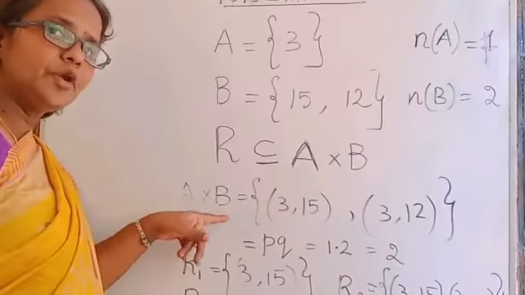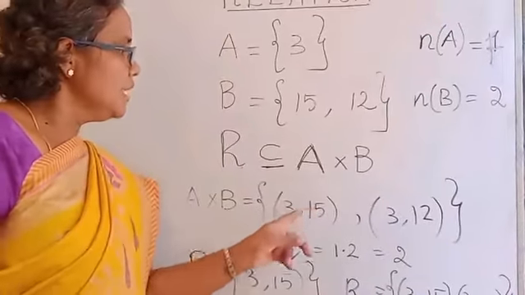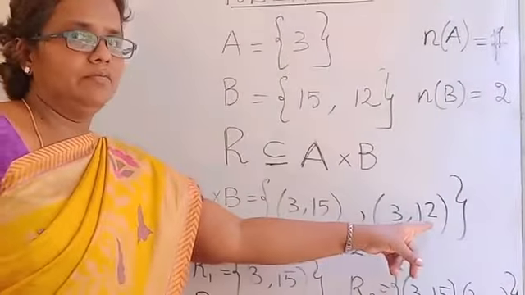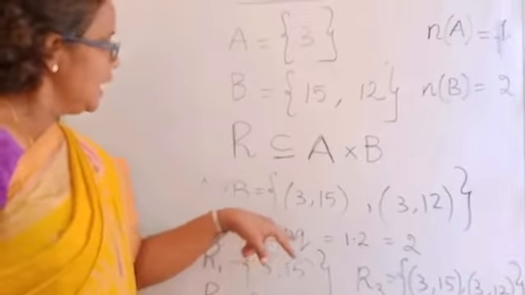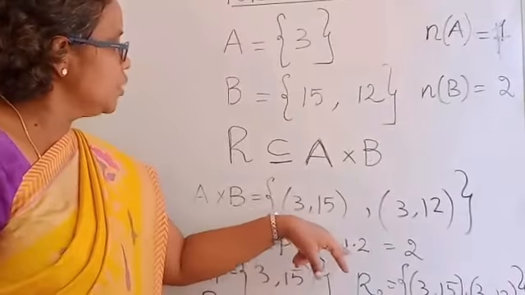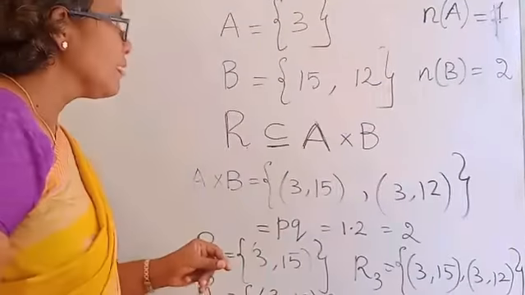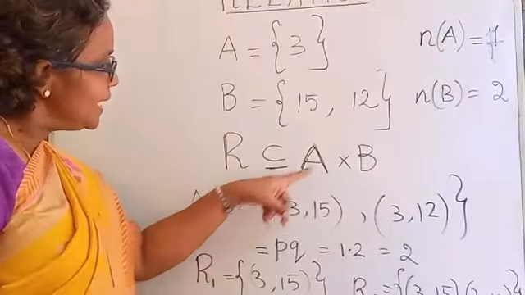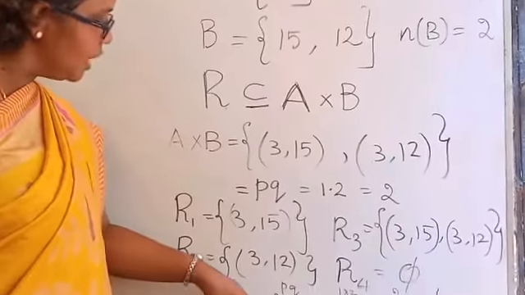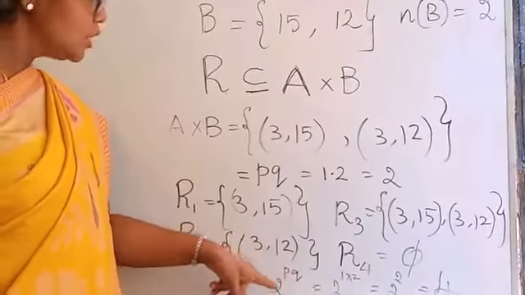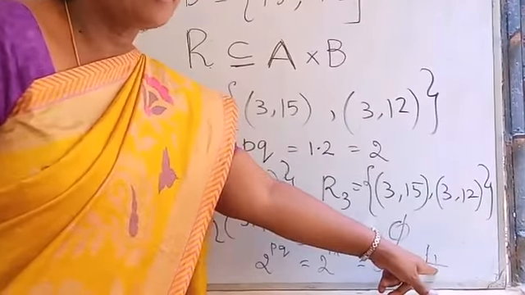What is the Cartesian product of A cross B? The Cartesian product of A cross B is nothing but (3, 15) and (3, 12). Okay? So how did we get it? The cardinal number of set A into cardinal number of set B is equal to 1 into 2, which is equal to 2. So it consists of only 2 elements. So based on this, how many relations can I frame? That also we saw the formula. What is the formula? 2 to the power of P into Q. So what is the value? 2 to the power of 2 is nothing but 4. So I have 4 relations.